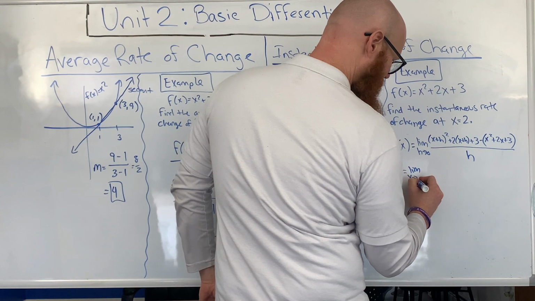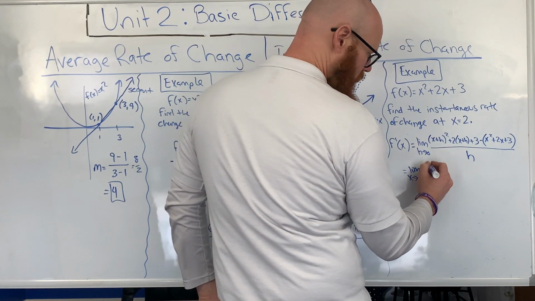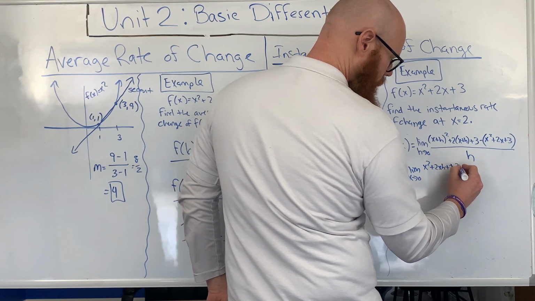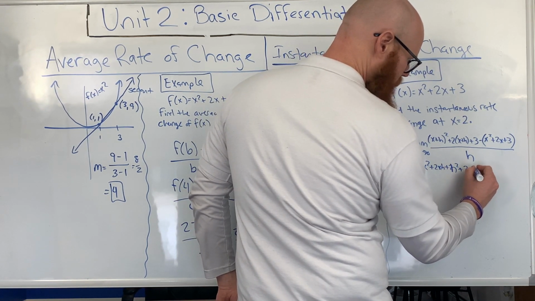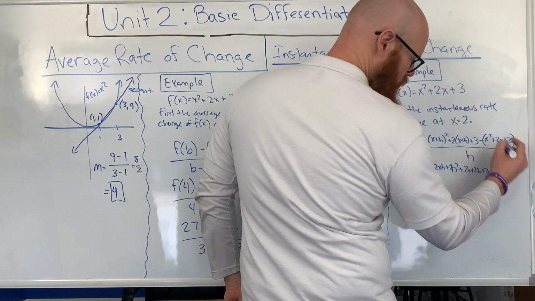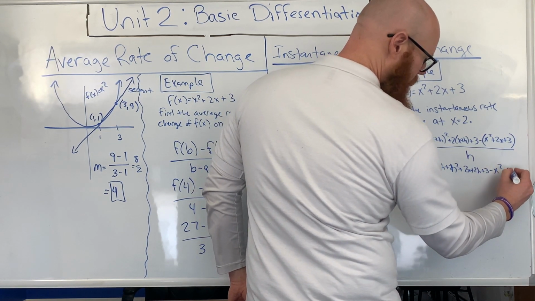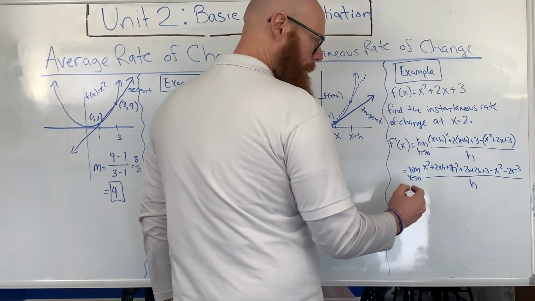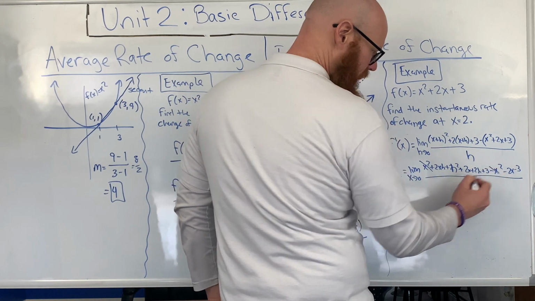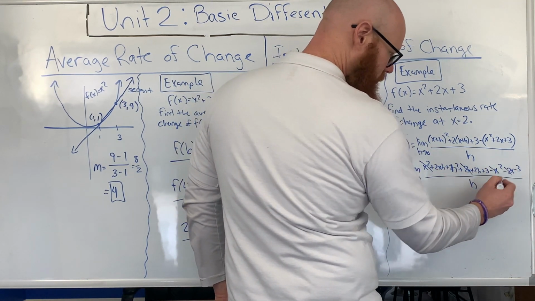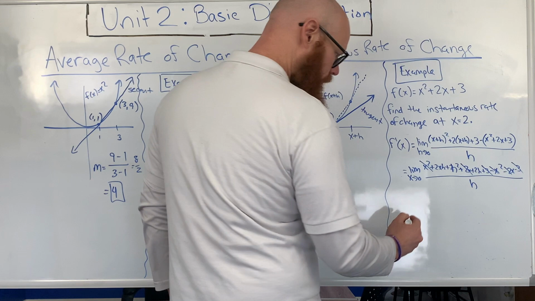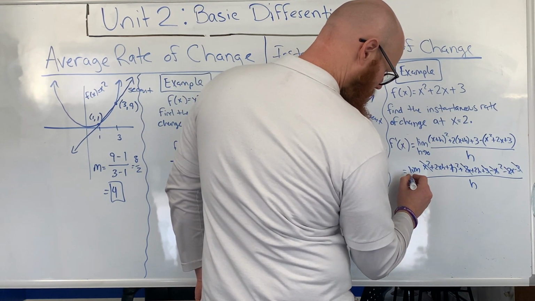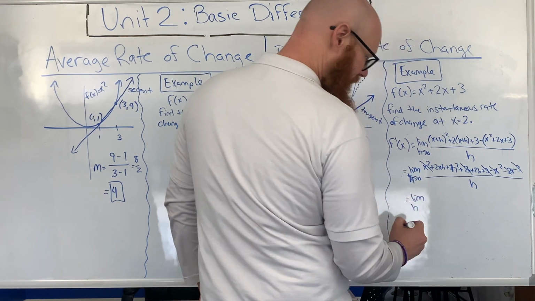Now we're going to clean this up a little bit, so we're going to square this out: x squared plus 2xh plus h squared, then plus 2x plus 2h plus 3, distribute the negative, minus x squared minus 2x minus 3, all over h. We get a bunch of cancellations. The x squareds cancel, 2x's cancel, 3's cancel. I wrote x here, that is wrong. It should be as h goes to 0.